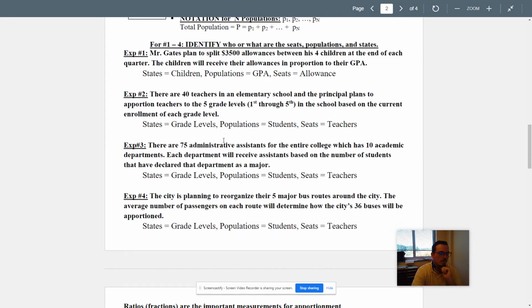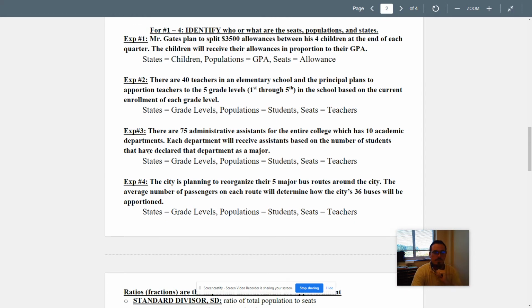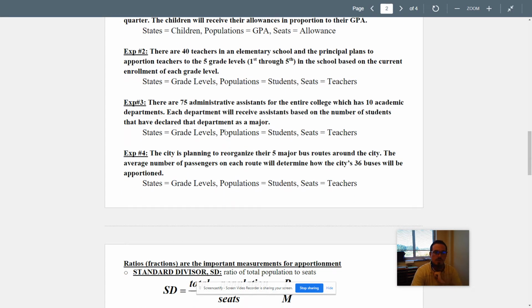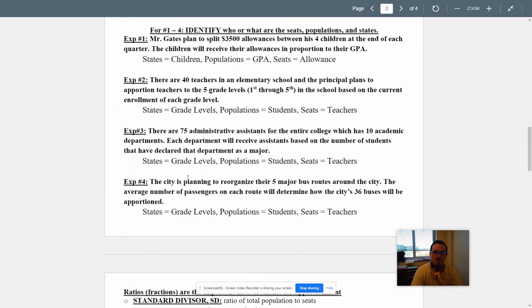Okay. I'm going to let you think about number 3 and number 4. If you have any questions, you can email me there. I'm not going to go through them here, but I think you can get a good idea based on examples 1 and 2.